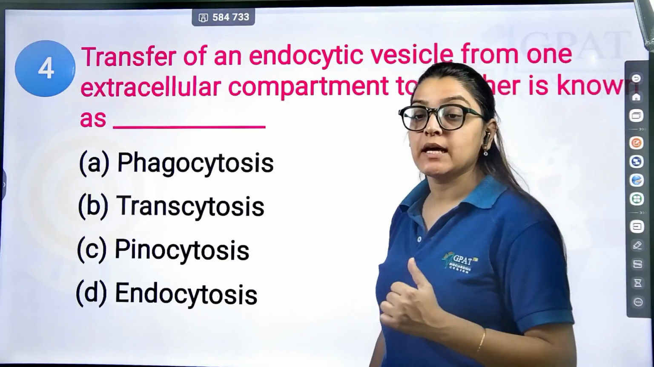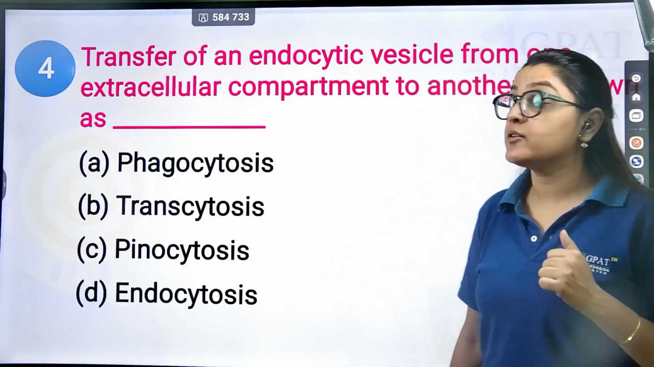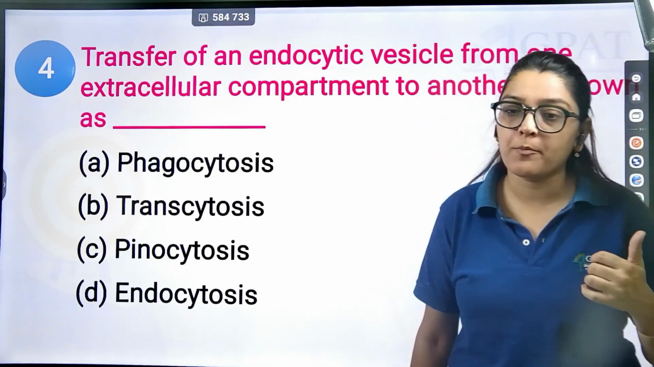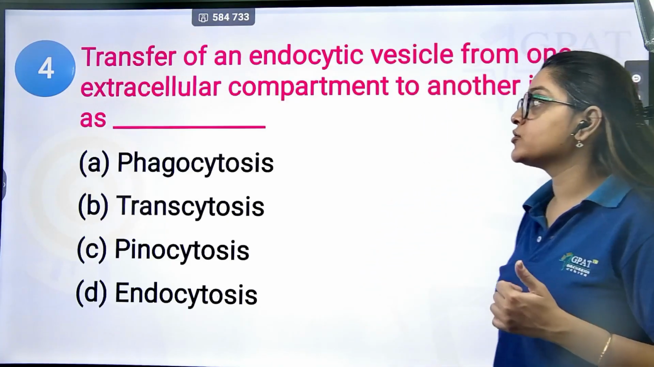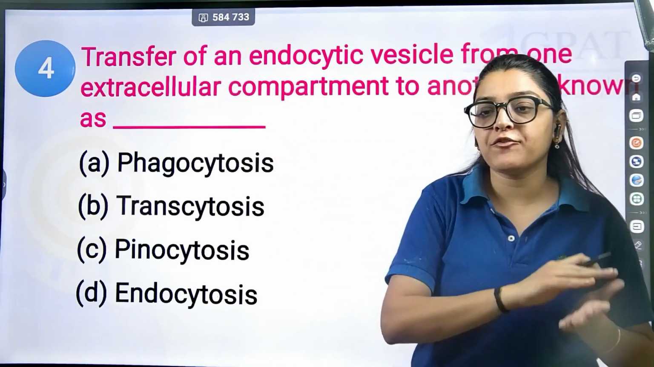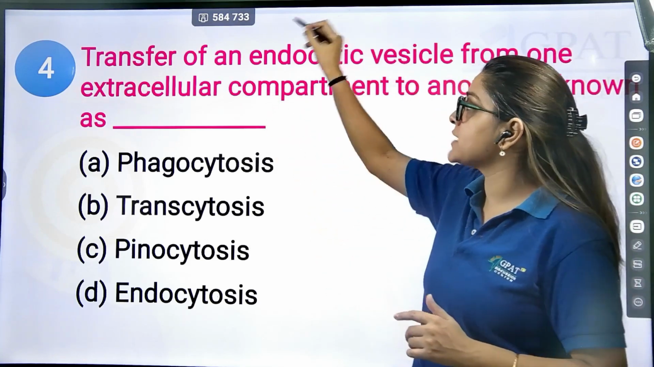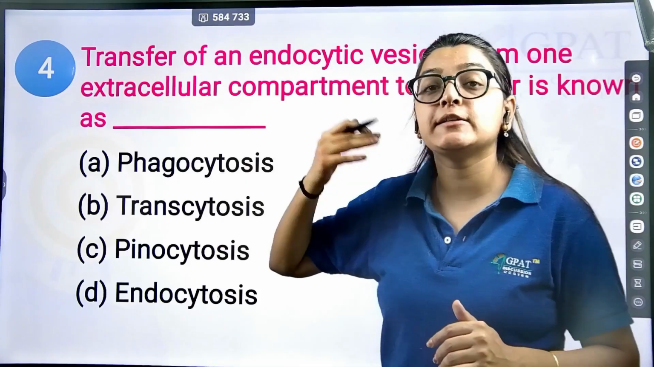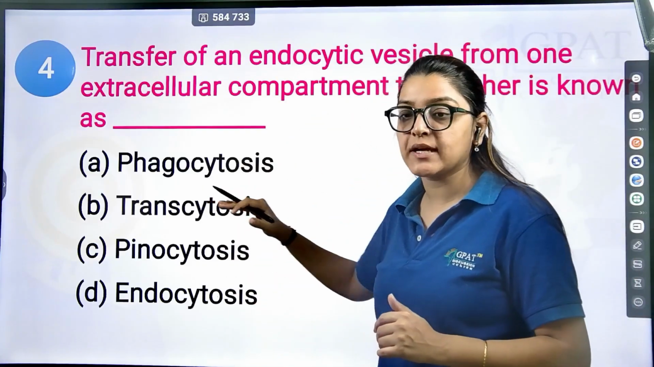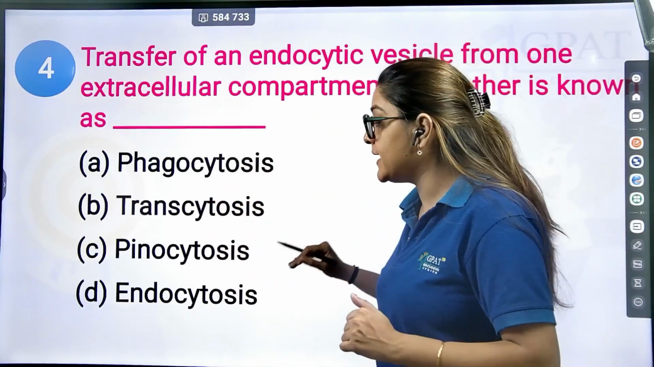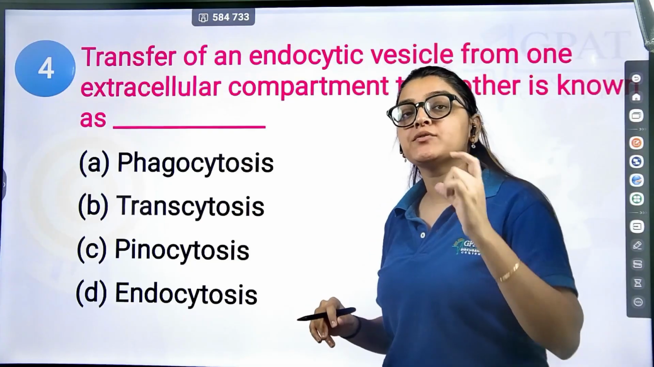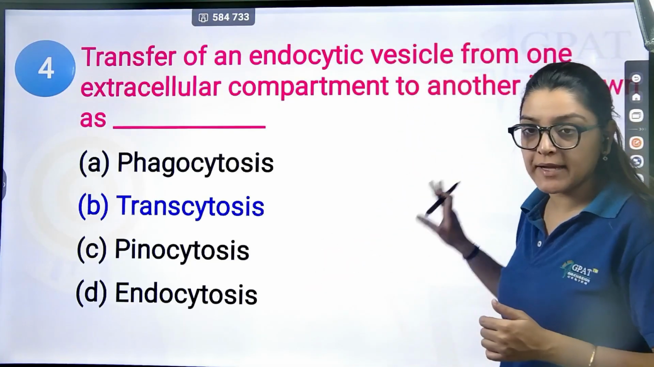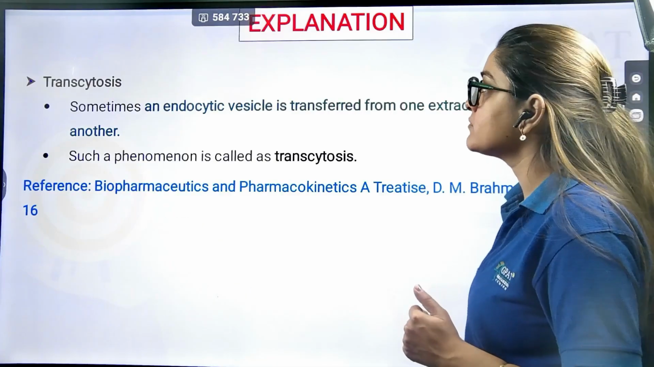Okay, next. Transfer of endocytic vesicle from one extracellular component to another component is known as what? Basically from one side using the endocytic vesicle to the other side, that will be known as transcytosis. We have seen the phagocytosis, pinocytosis, endocytosis. So transfer using these vesicular phenomena, that will be known as the transcytosis. Okay.